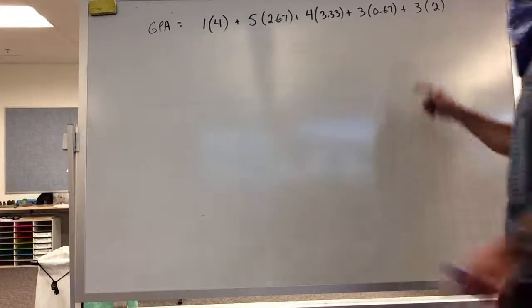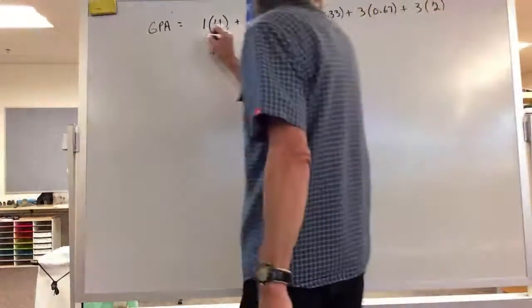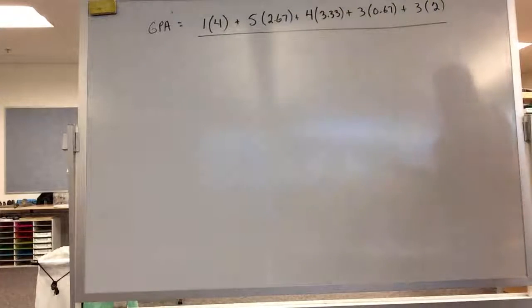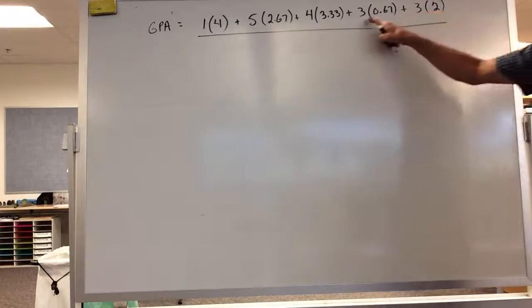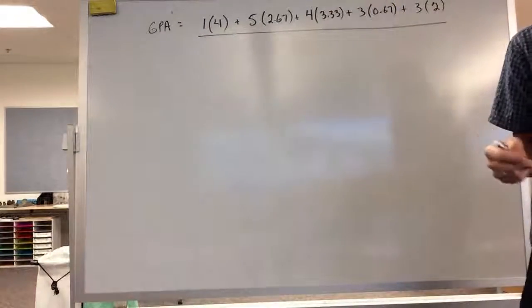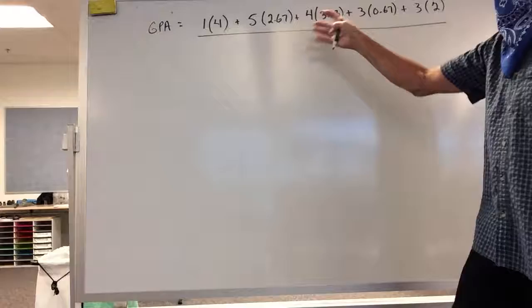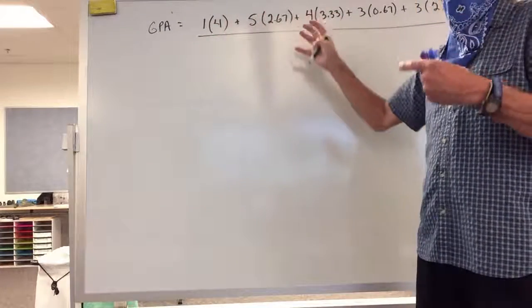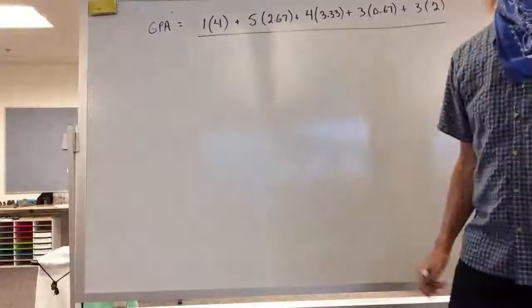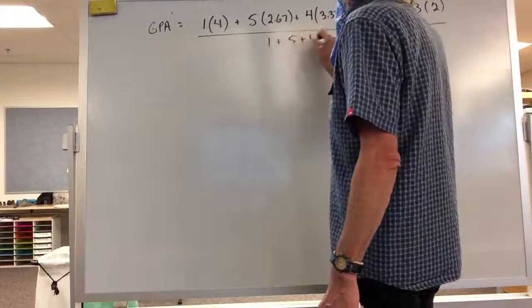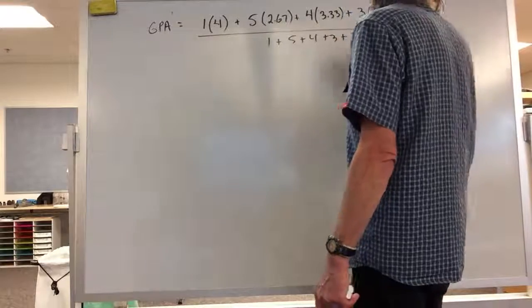So now what we have to do with all of this is divide by the total number of credits, because what we did is we multiplied everything up. So we end up cumulatively having everything multiplied up in pieces 16 times. So in this case here, we've got to divide by 1 plus 5 plus 4 plus 3 plus 3, which is 16.